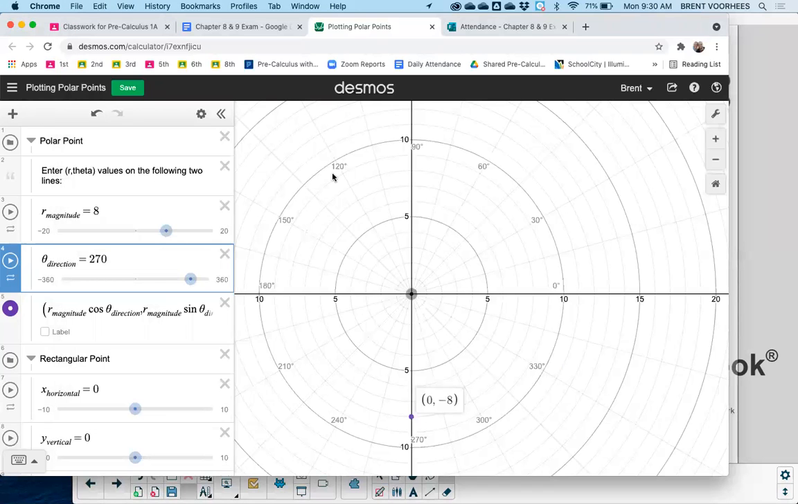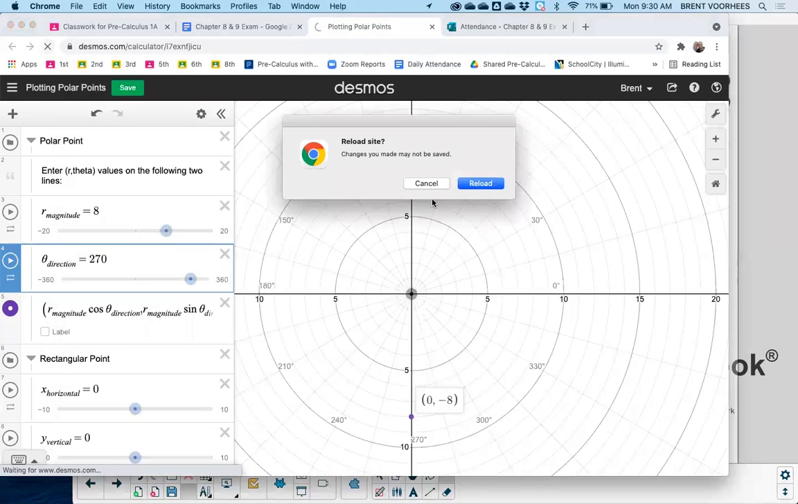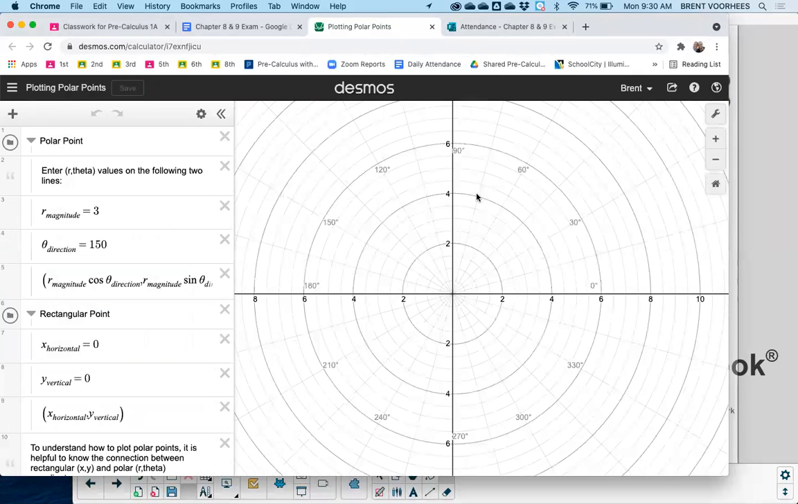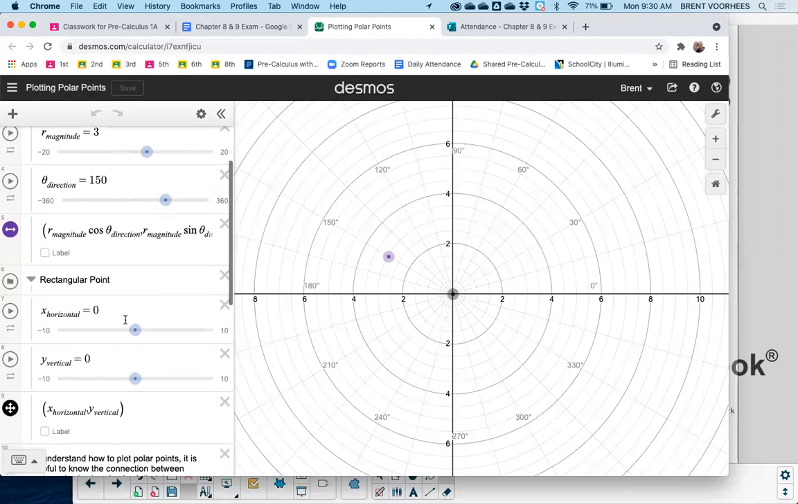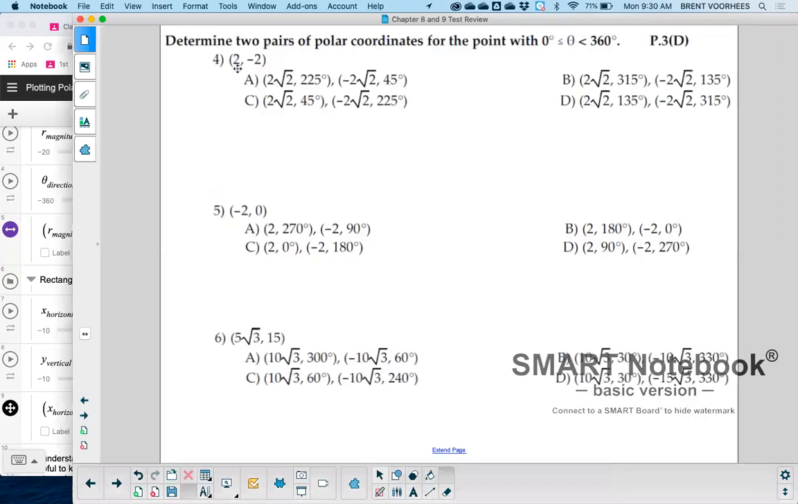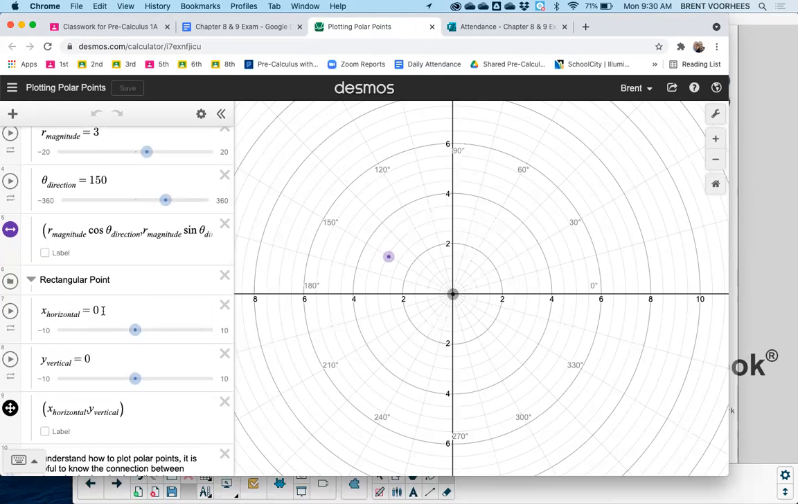So we'll still use the same calculator. What I'm going to do here is refresh this. And this time, I'm going to plug in the point to the rectangular portion. So in the first one, it said 2, -2. And so I typed this in to rectangular point. That's the point. Now I want to find the polar point that would overlap here.